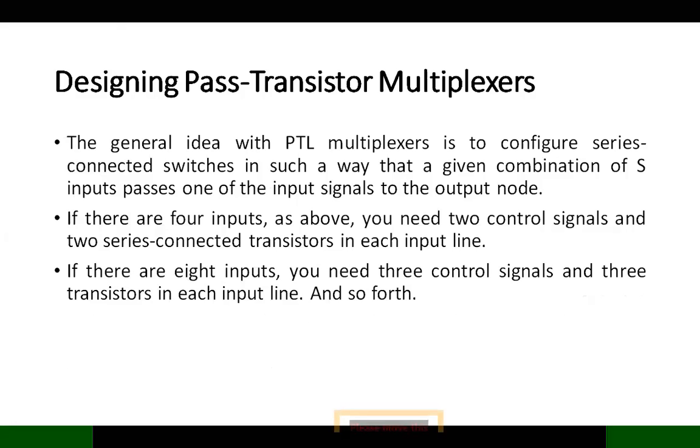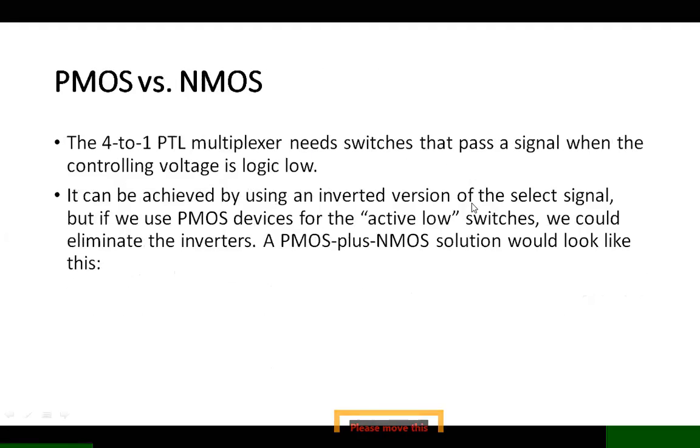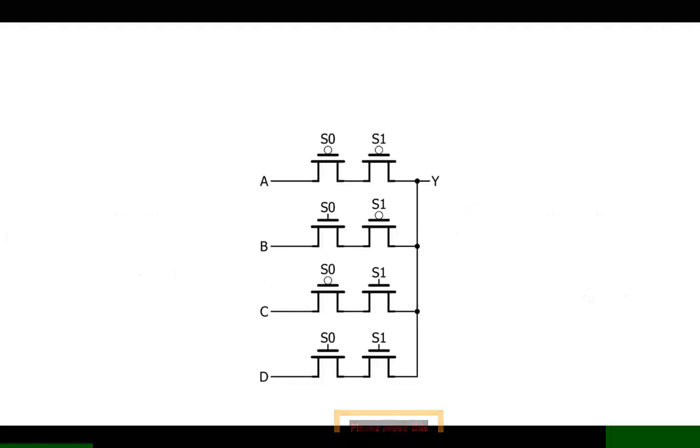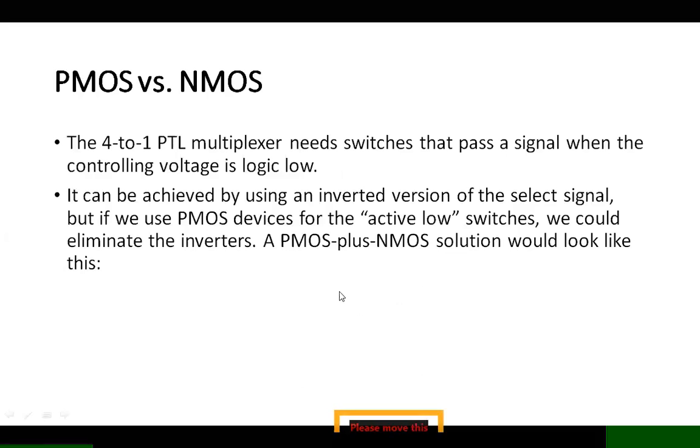Okay, thank you. So next we will look into designing pass transistor multiplexers. The general idea with PTL multiplexers is to configure series connected switches in such a way that a combination of S inputs passes one of the input signals to the output node. Just like how we had previously with NMOS transistors, here I'm using both NMOS and PMOS. So it's a combination of both NMOS and PMOS transistors.